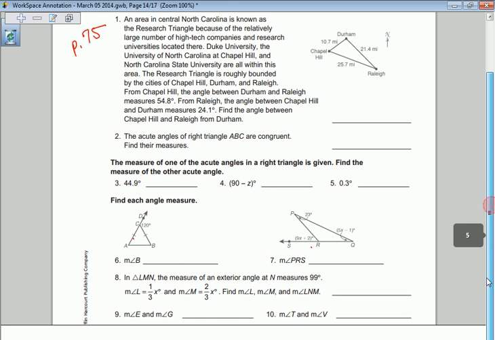Okay, so then we might see them in some fun ways. If you flip over to page 75, we have some examples here. We're going to look at 6, we're going to look at 7.